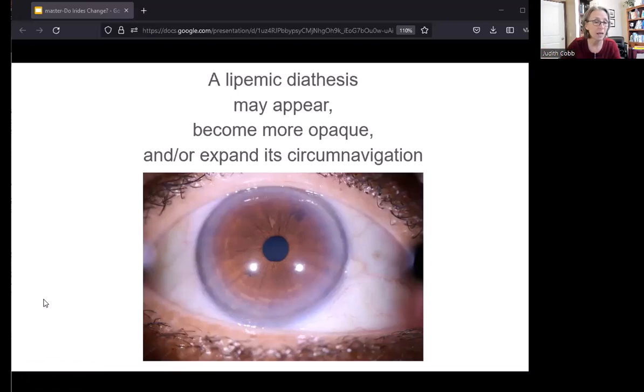So this is a client that I would want to bring me a very recent lipid panel, right? And I would be looking for any other indicators of this. I would want a hemoglobin A1C. I would probably want a GGT and some of the liver enzyme tests as well.